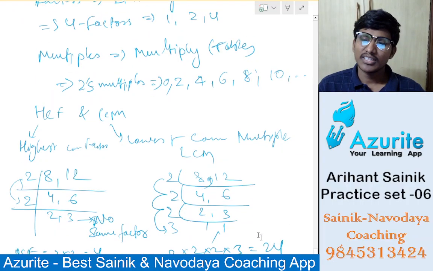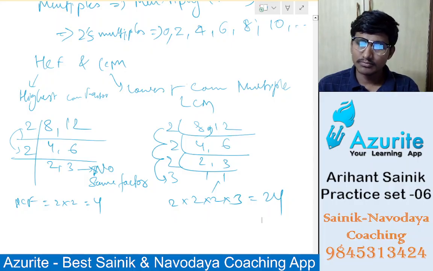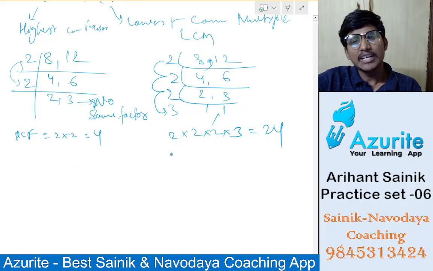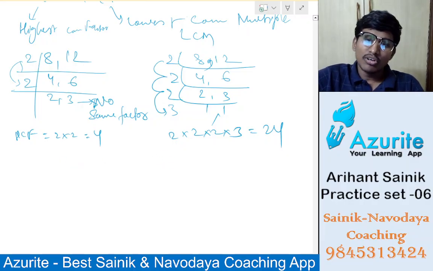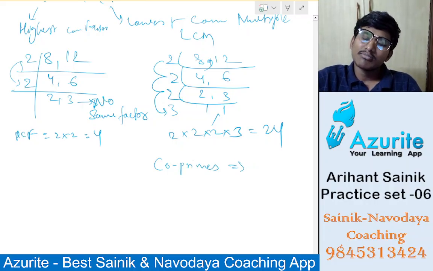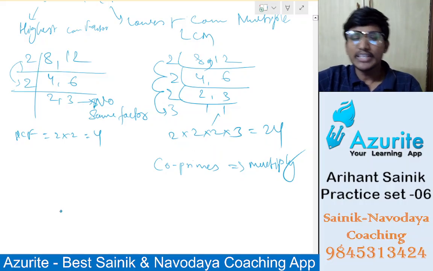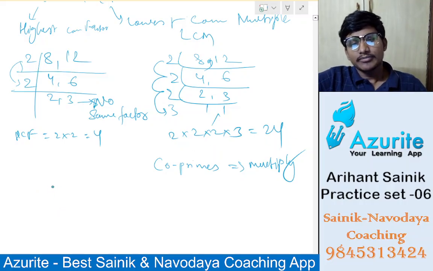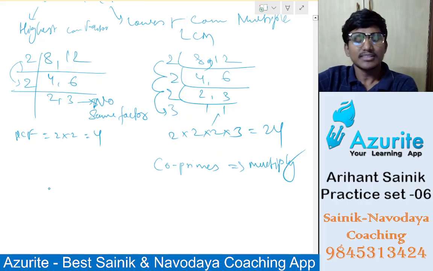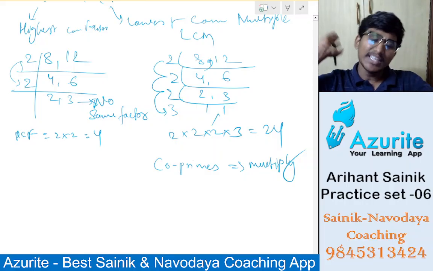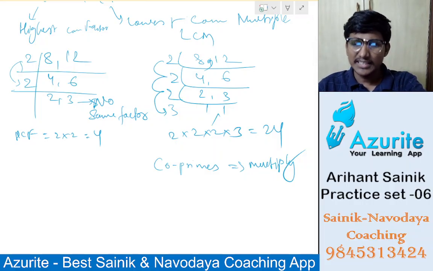Sir, if it is a prime number, can we directly multiply each other? Yes. So in LCM, primes or co-primes, direct will be multiplied. Multiply the numbers. Understand? Because there is no common factor. Should we divide it with only prime numbers? Yes, divide with prime numbers. Otherwise, if you know, see here, listen.